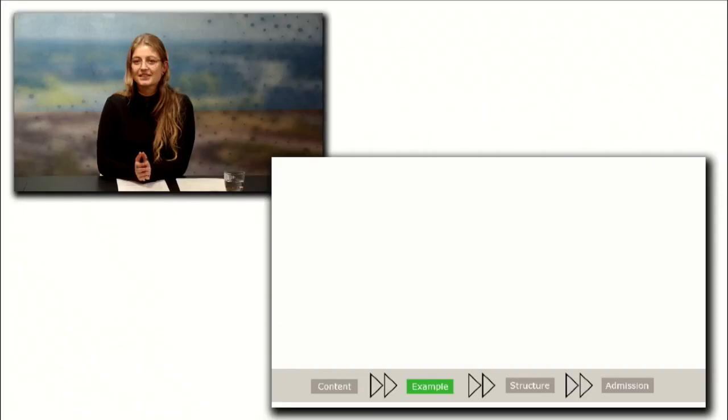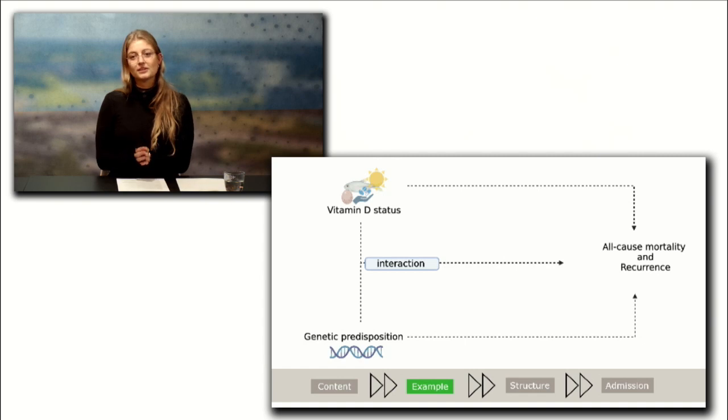Well, as I already told you, I'm currently working on my thesis, and my project is on vitamin D status and its effect on colorectal cancer patients. I look specifically at all-cause mortality and recurrence, and to see how the vitamin D works in the body and if there's an interaction with genetic predisposition. I also looked at specific vitamin D-related genes. So that's what I looked at for my study.